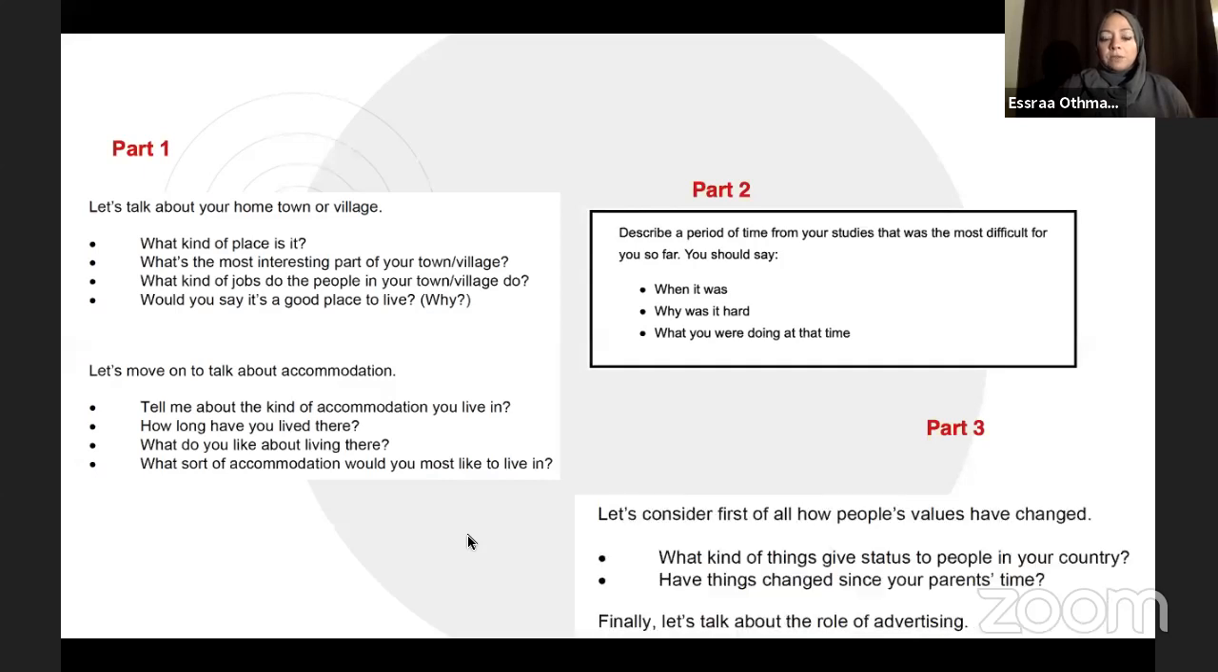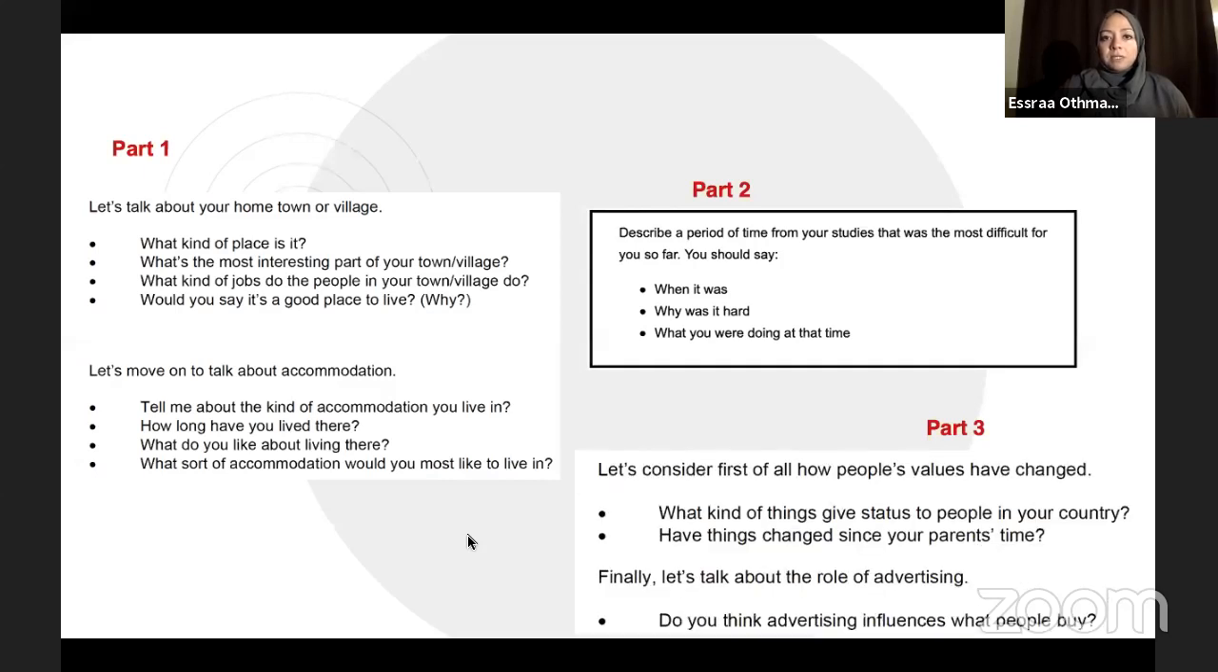Then you're going to have the third part. Now, the third part, as you can see, would be more of detailed questions, or questions that need details to be answered.